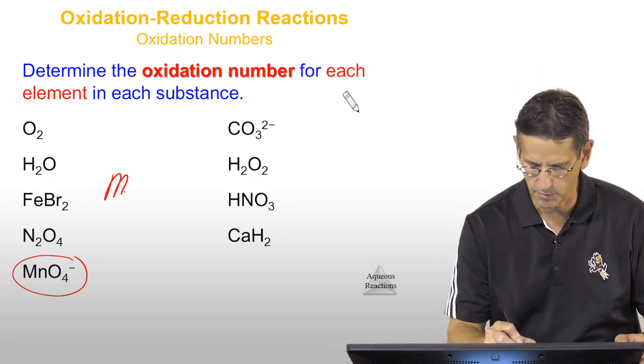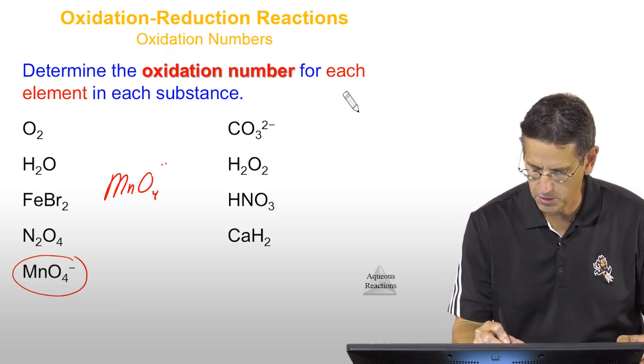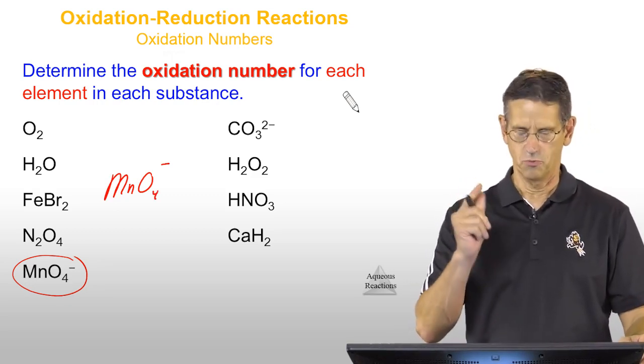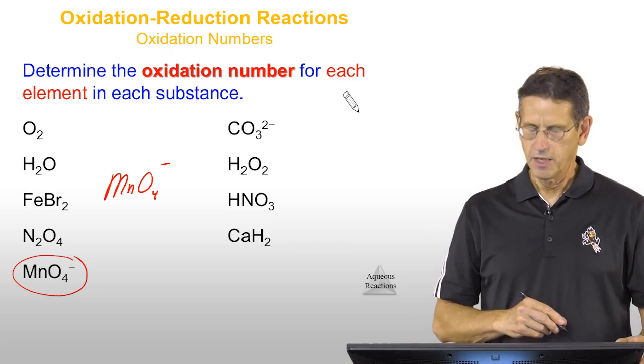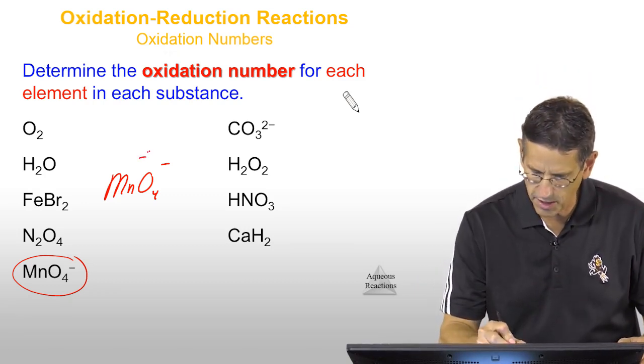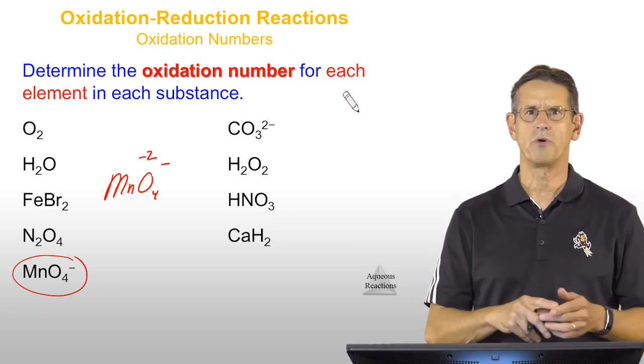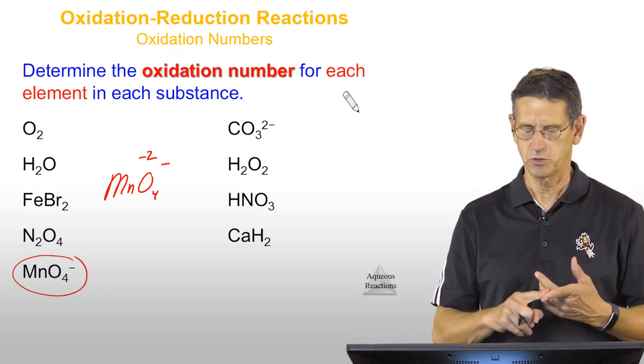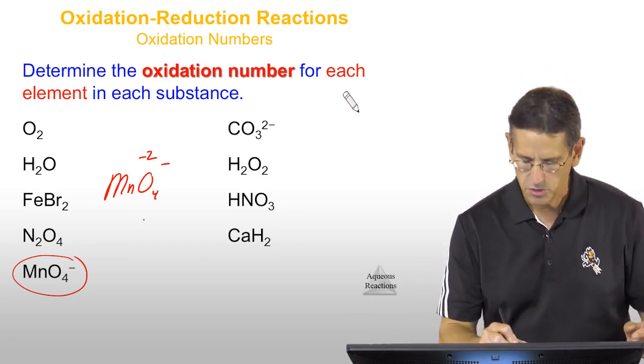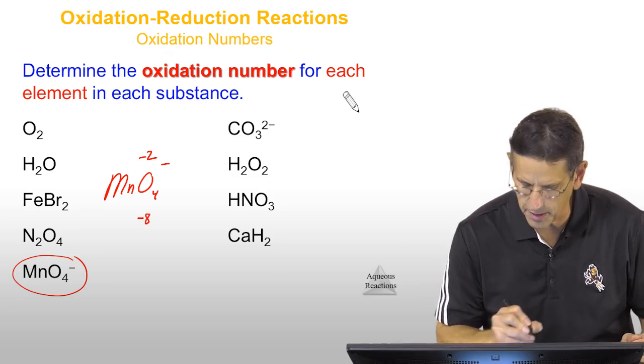So let me write this up here, MnO4. You notice it's got a net charge of -1. Each of those oxygens is -2 by our rule. It's not a peroxide, it's not paired with fluorine, so it's -2. But there's 4 of them, so the total contribution then is -8.